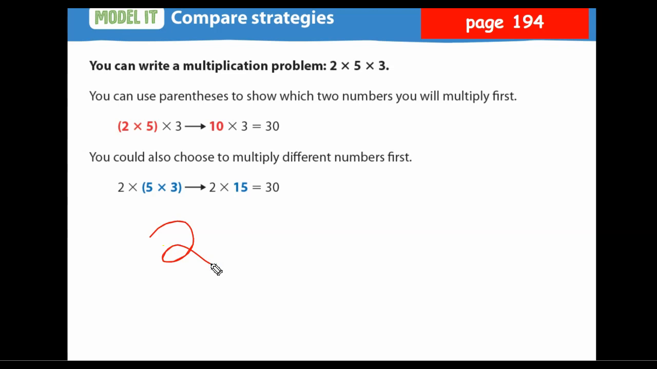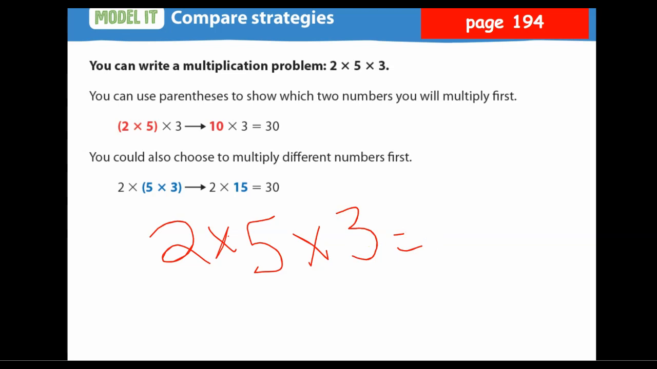2 gloves, right? And each glove has how many fingers? 5. Okay, the 2 represents how many gloves we have. The 5 represents how many fingers in each glove, right? And the 3 represents how many jewels are in each finger, which is 3.